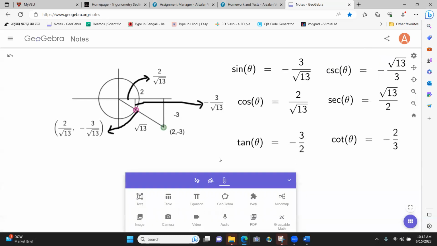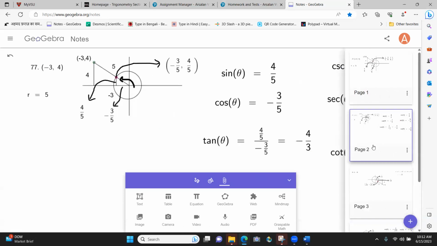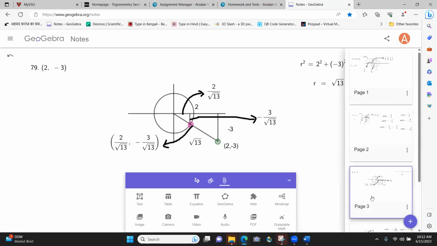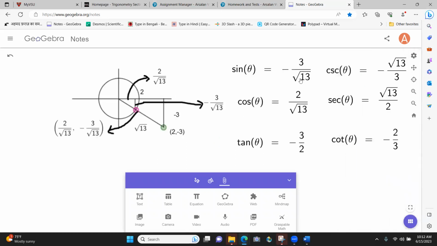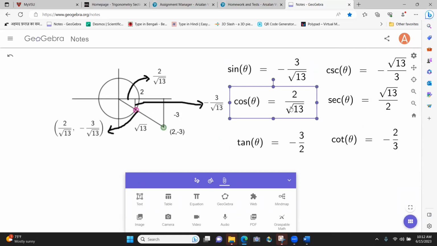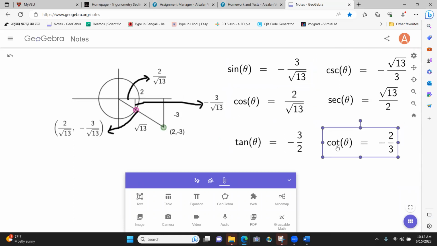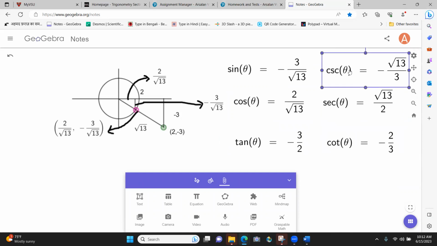Done. I got all six ratios. Let's pause here a little bit. I have both slides. If you have any questions, guys, I can go back and explain this, and I can explain the last part. I don't think that most people will have trouble with the last part. But these are your answers: sine, cosine, tangent, cotangent, secant, and cosecant.